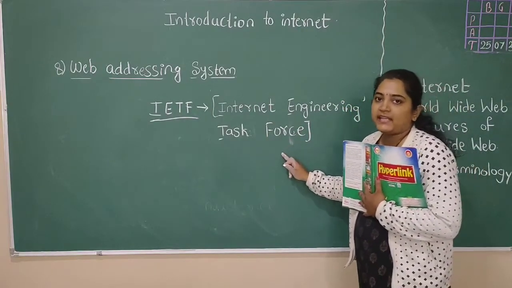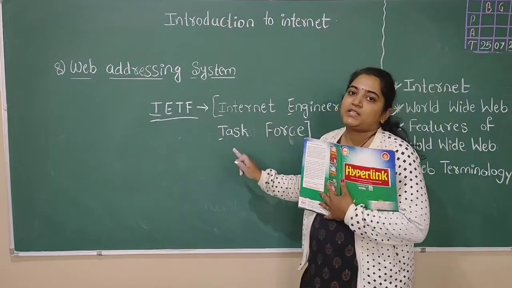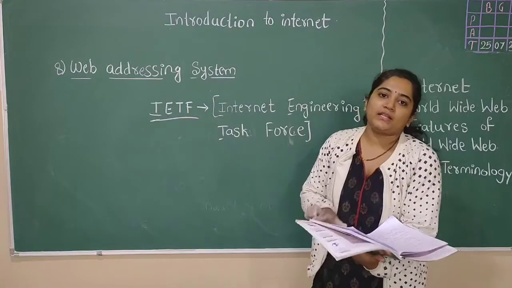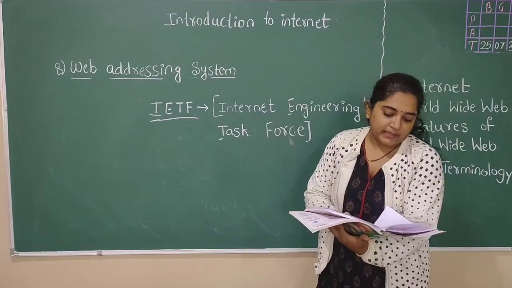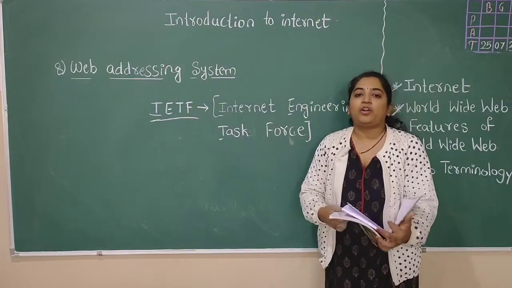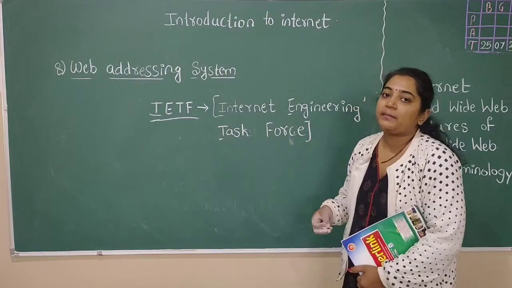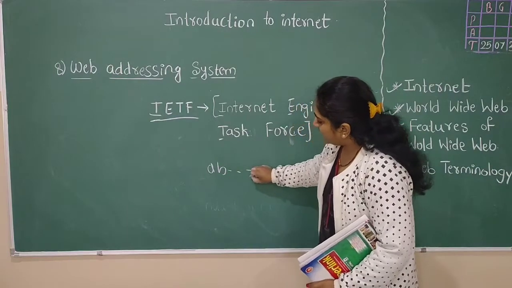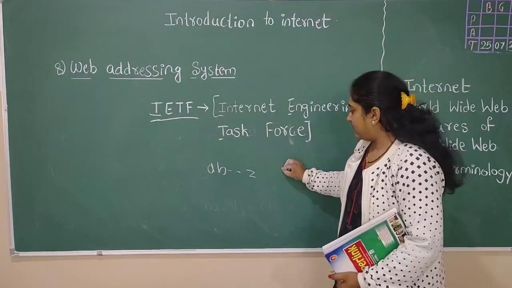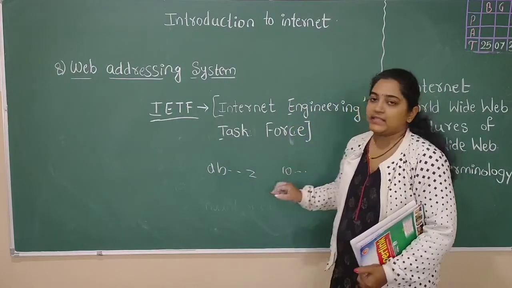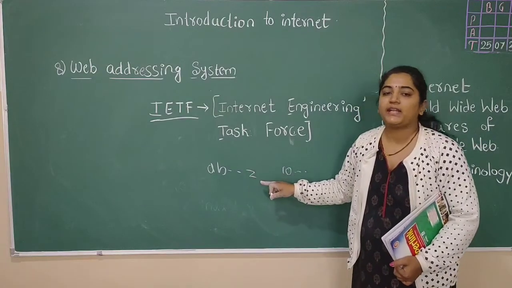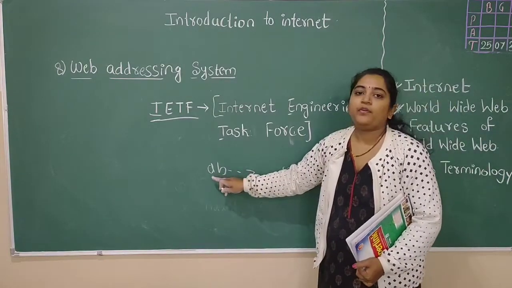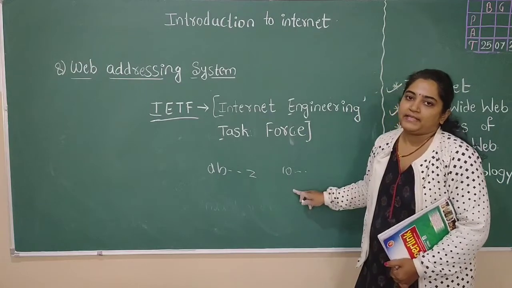It will design a unique address for each computer system in the form of characters or bits. Unique addresses, how will they be? In the form of characters. Character means A to Z, or bitwise, 1 or 0, like this. It will design unique addresses in the form of characters or bits.